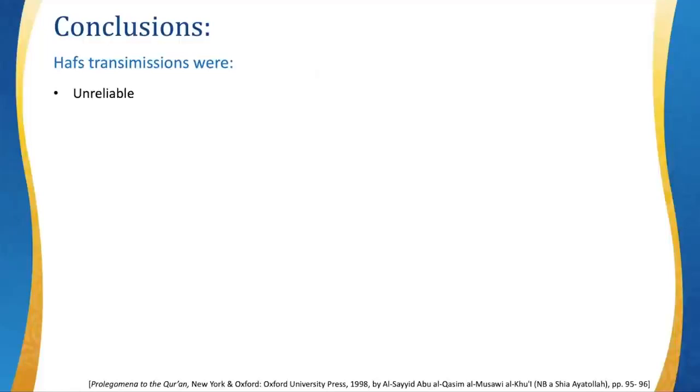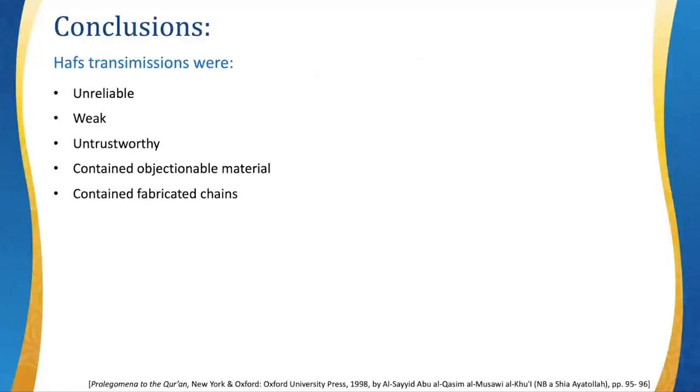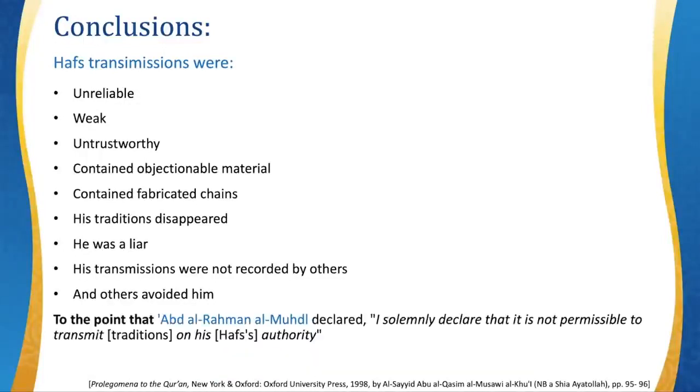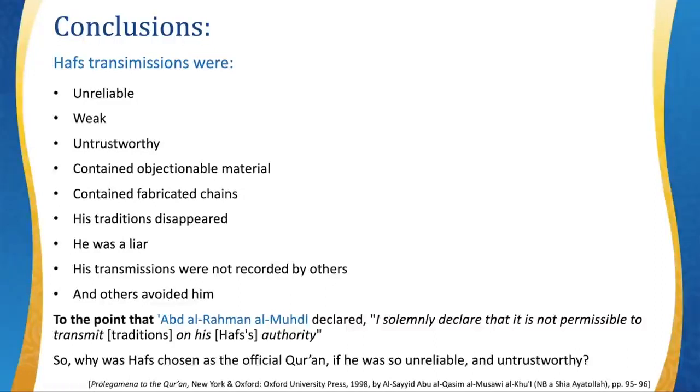So, what do we see here? He was unreliable, he was weak, he was untrustworthy, his material contained objectionable content and fabricated chains, his traditions disappeared, he was a liar. His transmissions were not recorded by others, and others avoided him. To the point that Abd al-Rahman al-Muhdil declares this: I solemnly declare that it is not permissible to transmit traditions on his Hafs authority. Folks, why in the world was Hafs then chosen as the official Quran for today, if, as we're seeing here, he is so unreliable and so untrustworthy?